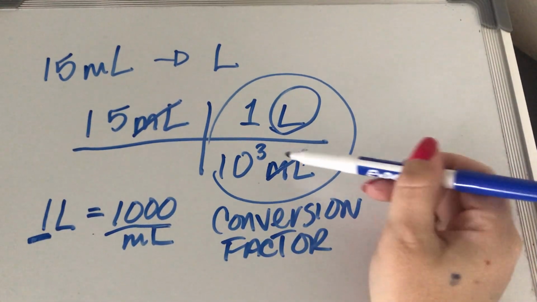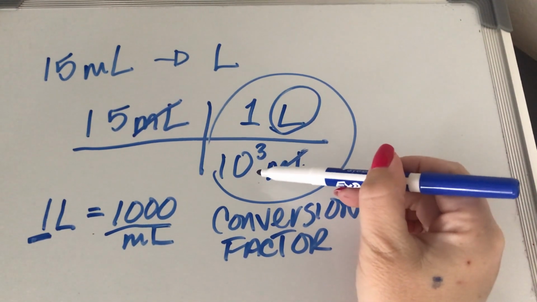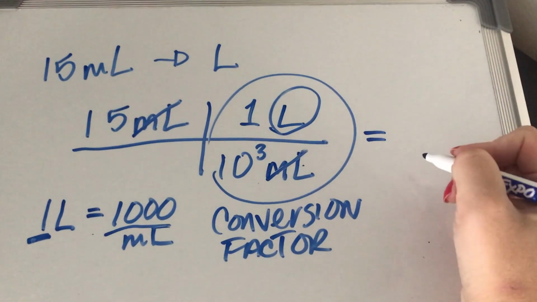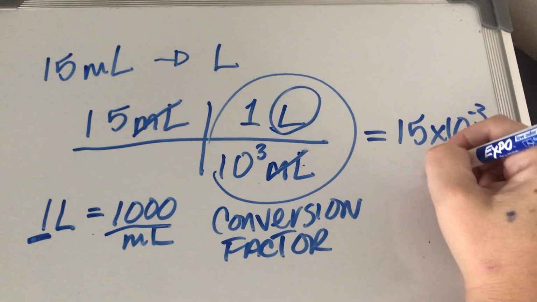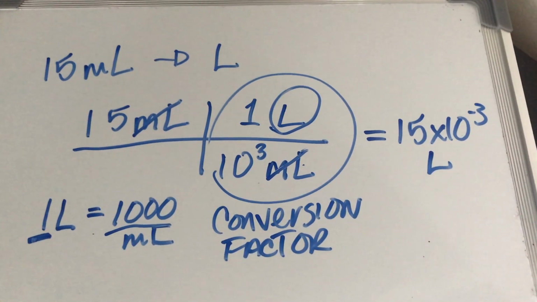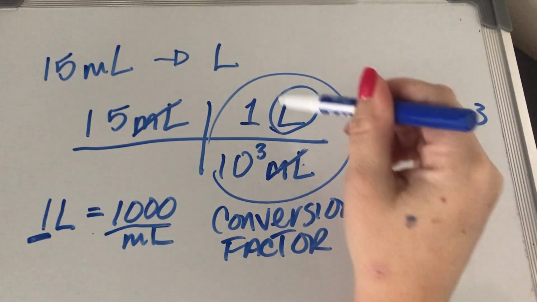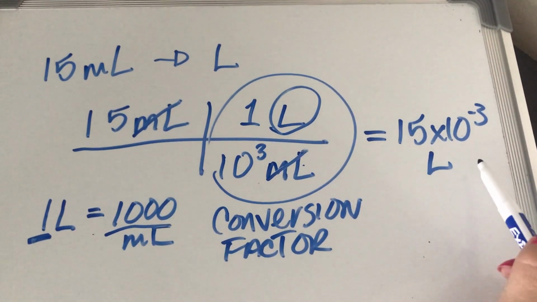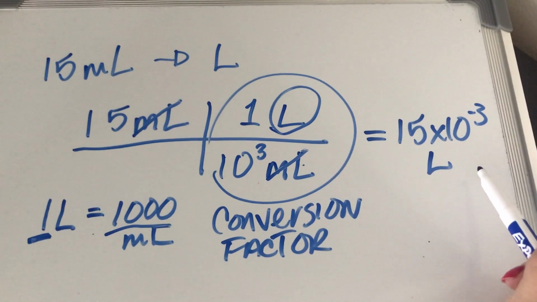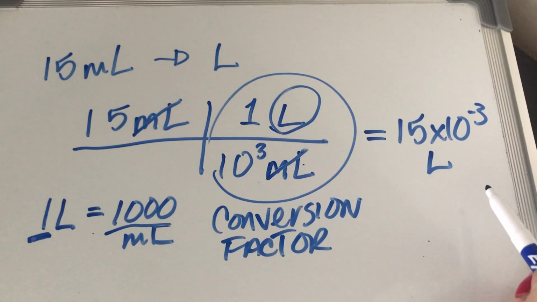Cool. I'm lazy and I don't want to put this in my calculator, okay? But I'll show you how to do it in just a second. So this is equal to 15 times 10 to the negative 3 liters, right? And again, this comes back to what we were talking about previously, where this 1 over 10 to the 3 is equivalent to 10 to the negative 3. Questions about what we just did there?